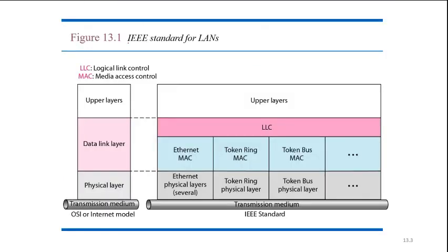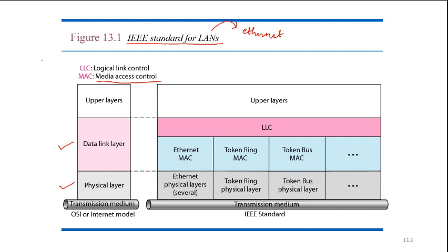Here some IEEE standards for LAN are given, based on different layers. They constitute the physical layer and the data link layer. The basic LAN is called the Ethernet. Before going further, in previous classes we have gone through data link control, and error control. In the data link layer, there was flow control and error control, and then there was media access control.